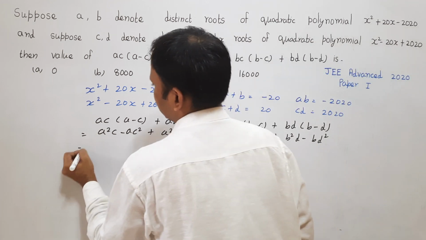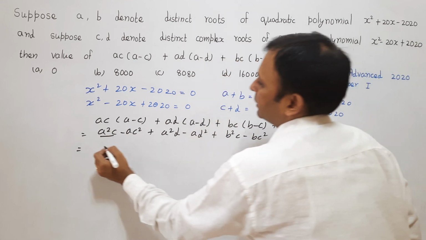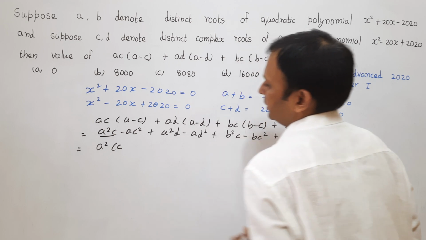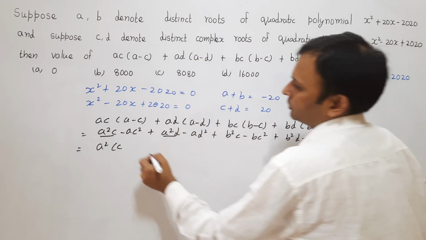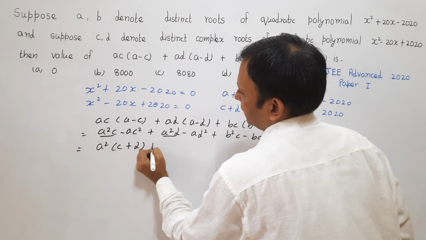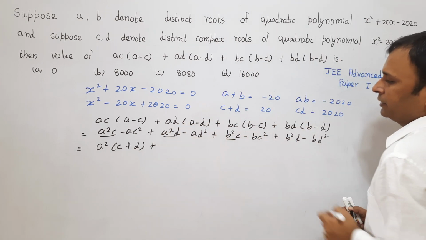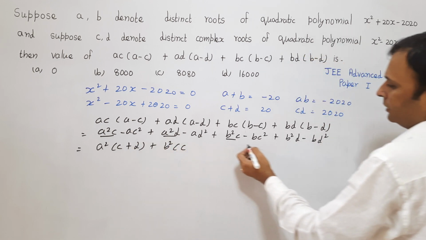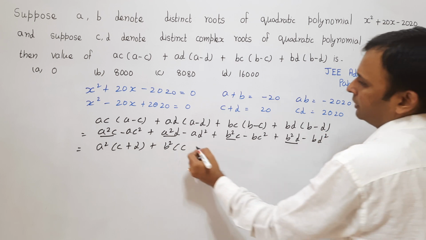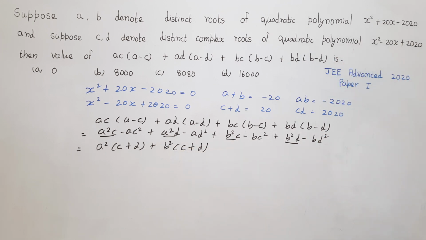Correct? Now what I will do is, I will first take the terms containing A square. So the term containing A square is first this C, and another term which contains A square is this D. So this gives me A square into C plus D. Then I will take the terms containing B square. So the term containing B square is B square multiplied by C, and another term is B square D. So I can take B square common. This becomes B square into C plus D.